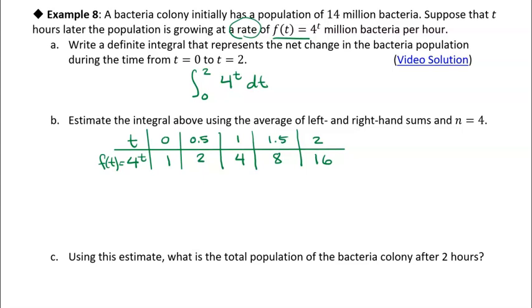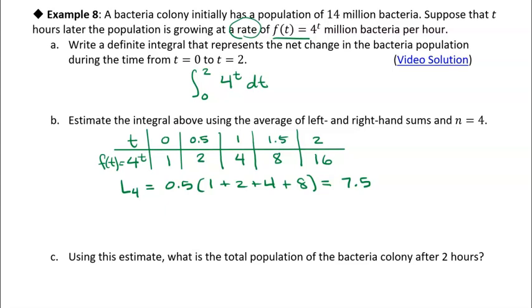All right, and then I have to find the left and right hand sums. So I'm going to write L4, because I have 4 subintervals. And the interval width is a half, right? So that's my delta t, and then I'm just going to add up the first 4 values of f of t. So 1 plus 2 plus 4 plus 8. When I add that up, it's 15 divided by 2, so 7.5.